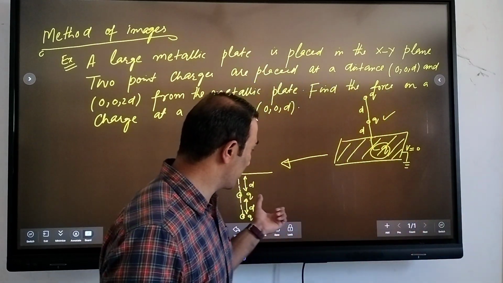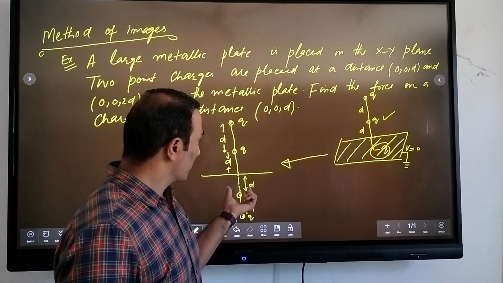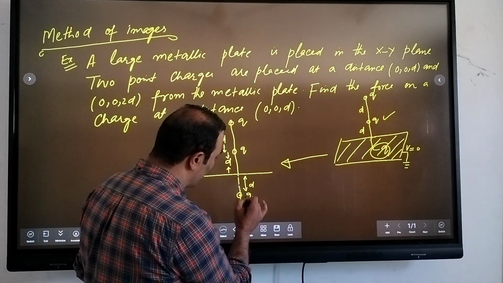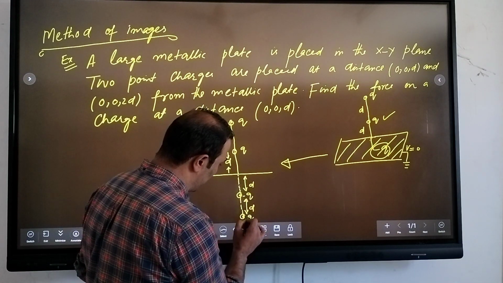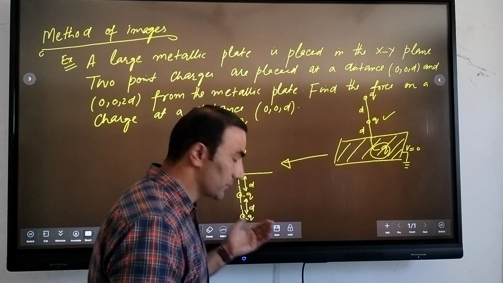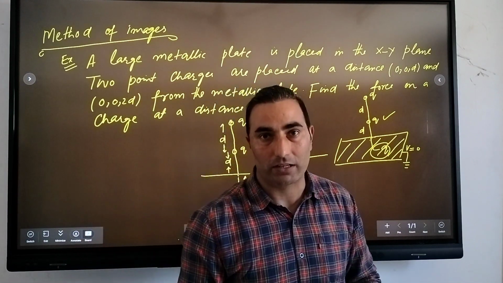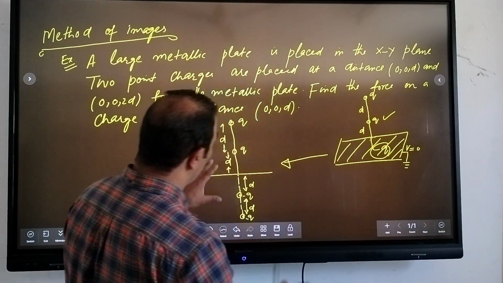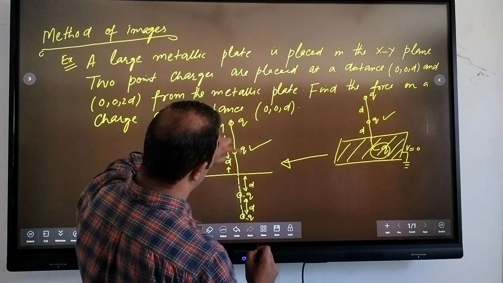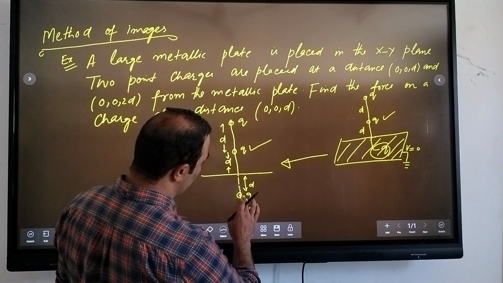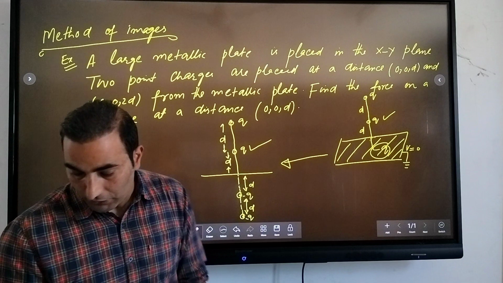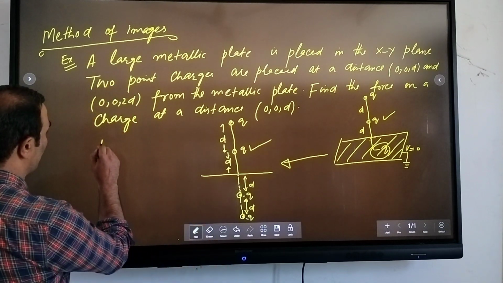These imaginary charges will have equal negative charge, at a distance of d below the metallic surface and at a distance of 2d below the metallic surface, right? So that means the force at this point will be due to this image charge, right? So we can now write the force on charge Q.